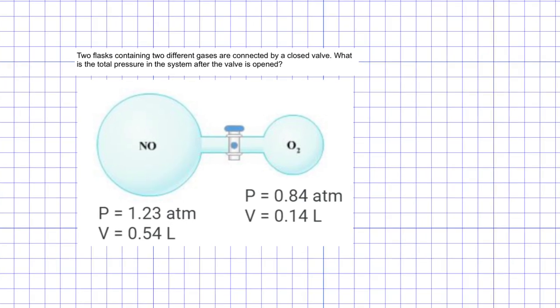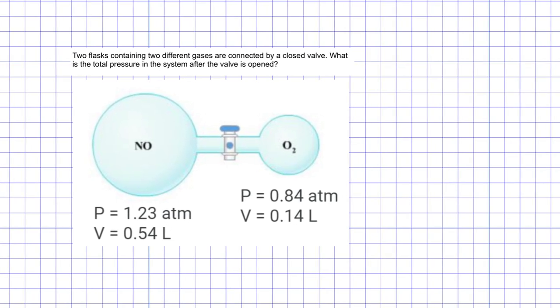Dalton's law of partial pressures says that if you have a mixture of gases, the total pressure is equal to the sum of the partial pressures of those gases. So each gas is exerting its own individual pressure, and however many gases you have in the system, if you add up their partial pressures, that will equal the total pressure in the system. It doesn't matter what the identity of the gases are, how heavy they are, their molar mass, none of that matters. It's purely based on their partial pressure.